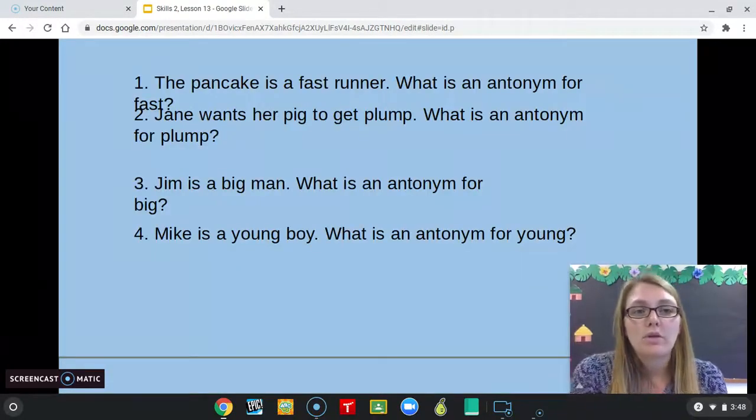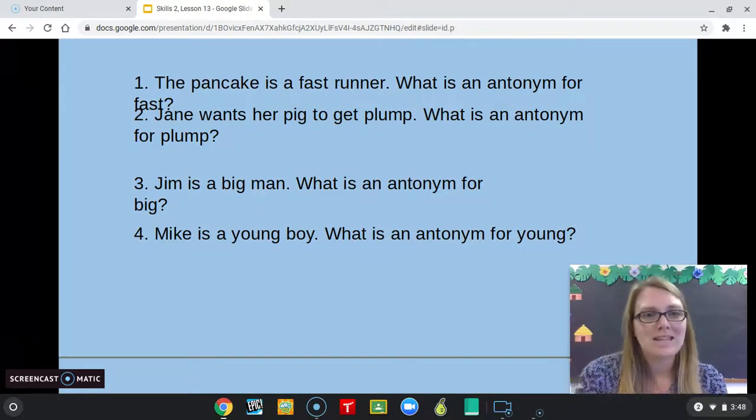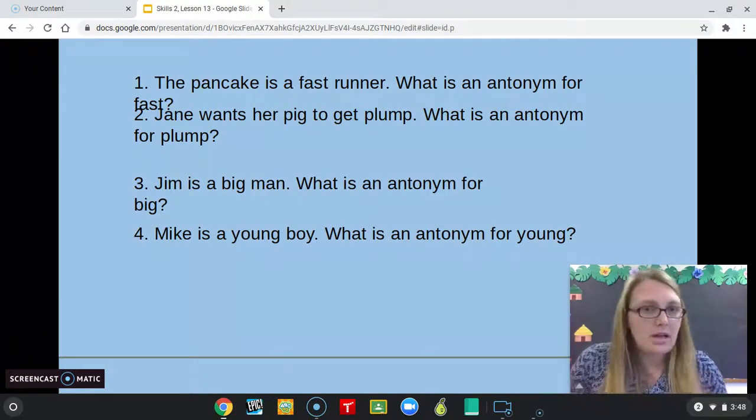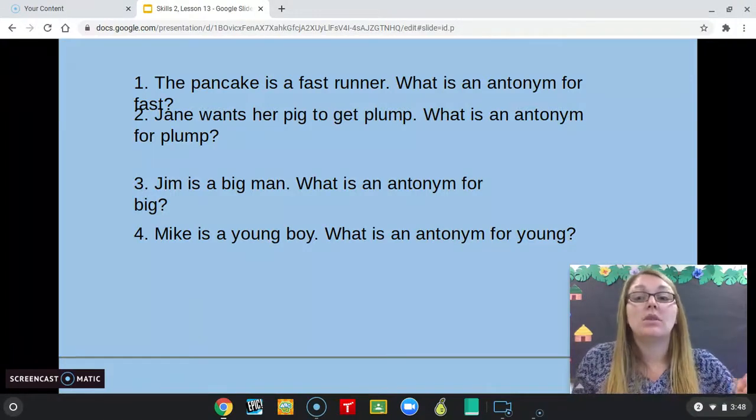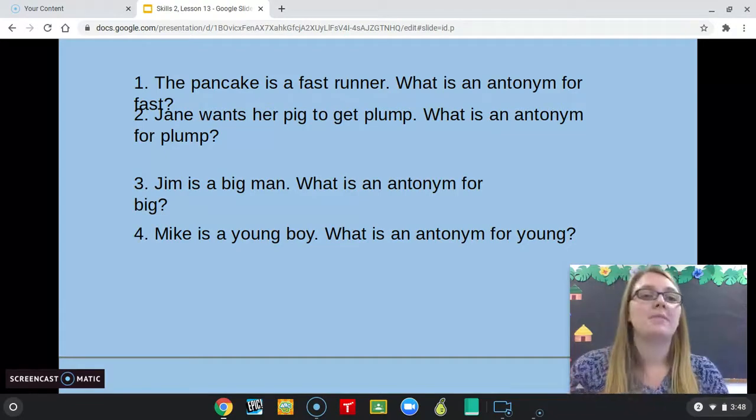Okay, so here are some questions. Number 1, the pancake is a fast runner. What is an antonym for fast? What's opposite of fast? What do you think? Slow. Okay.